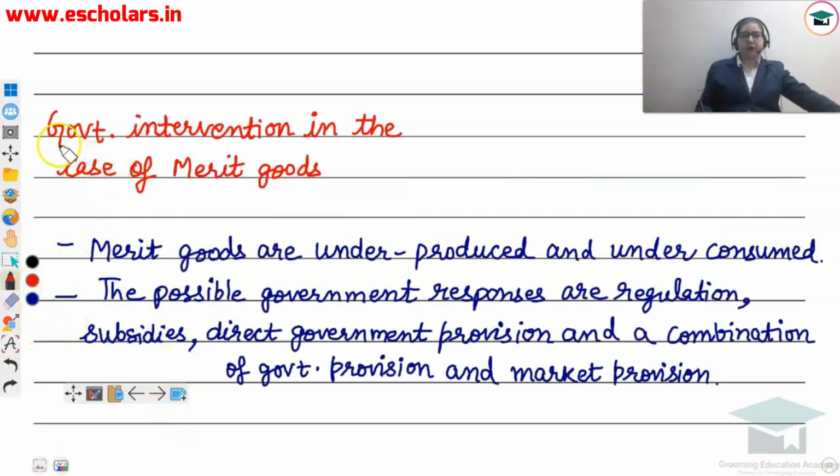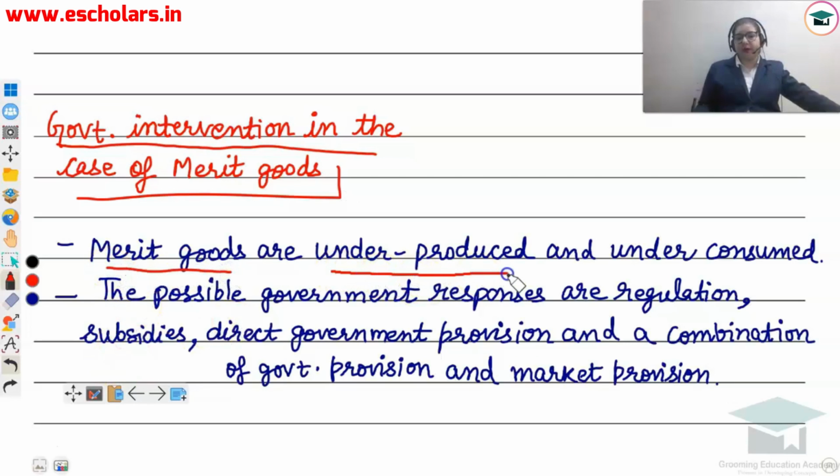Now we will talk about the government intervention in the case of merit goods. Now what are the merit goods? Merit goods are those goods which generate positive externalities for the people, right? But merit goods are underproduced and underconsumed.